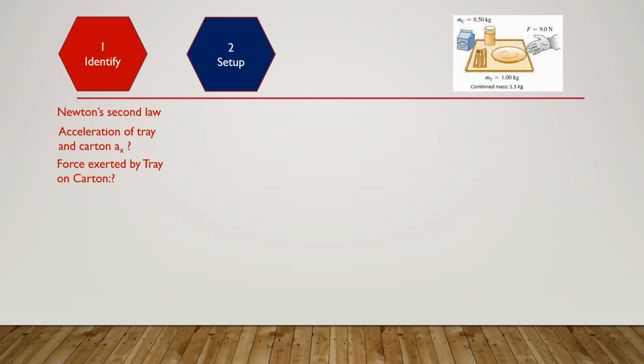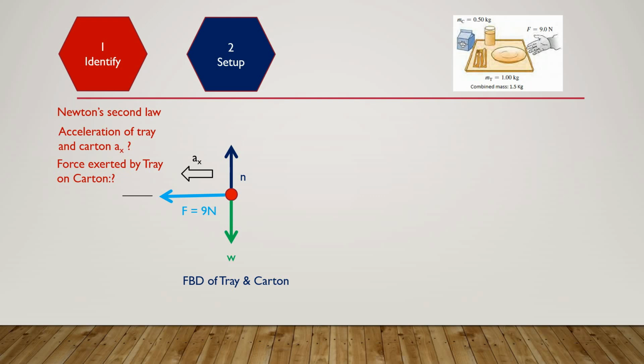Next step is setup. First we have to draw the free body diagram of tray and carton. We place a dot for tray and carton, and there are three forces acting on it. First force is the weight that is acting downward. Second force is a normal reaction that is acting in upward direction, and the third force vector is the force applied by the hand. These three forces are acting on the food tray and the milk carton and produce acceleration in the body. So acceleration is in the direction of unbalanced force.